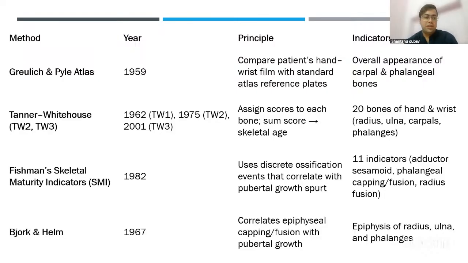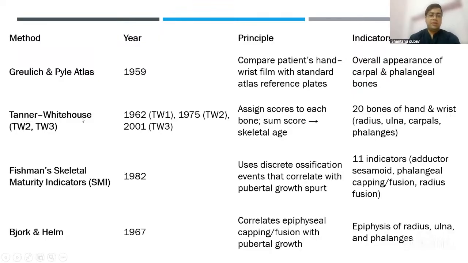So the thing that we should remember is GP, which is Greulich and Pyle Atlas. Atlas is basically a book with a collection of pictures, right? They used to take up an atlas. They would have a hand-wrist radiograph, and then you would match your patient's hand-wrist radiograph to their hand-wrist radiograph, and based upon that, you decide upon the skeletal age of that patient.